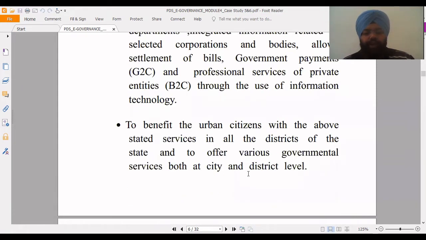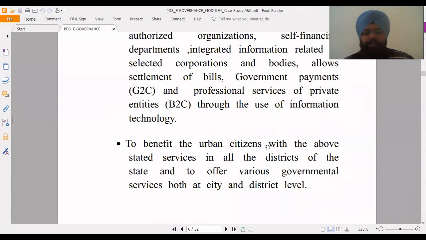So to benefit the urban citizens with the above stated services in all the districts of the state and to offer various governmental services both at city and district level.